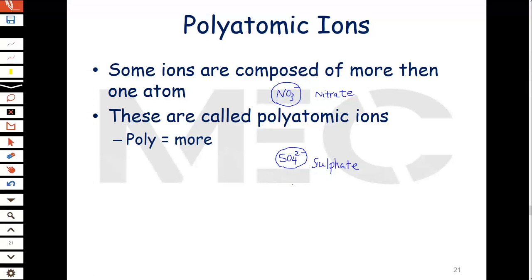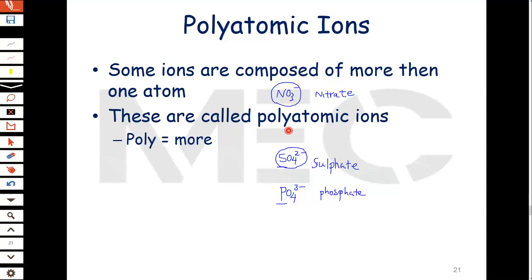I was disrupted by some messages, and of course PO4 3 minus is called phosphate. This is called phosphate because we have phosphorus here: phosphorus, phosphate; sulfur, sulfate. Okay, let's go back to the slide.